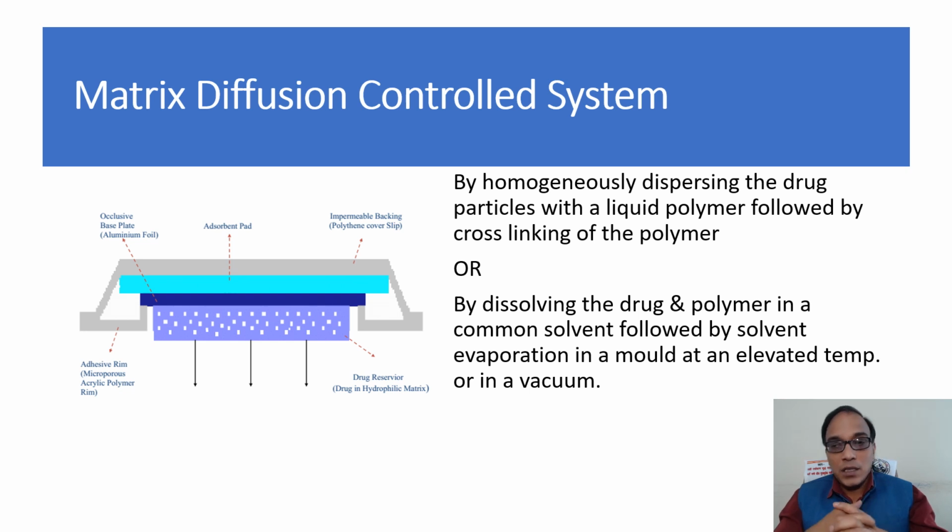These systems can be made in step 1 by homogeneously dispersing the drug particles with a liquid polymer followed by cross-linking of the polymer, or by dissolving the drug and polymer in a common solvent followed by solvent evaporation in a mold at an elevated temperature or in a vacuum. This is the general diagram of the matrix diffusion control system. Please remember this.